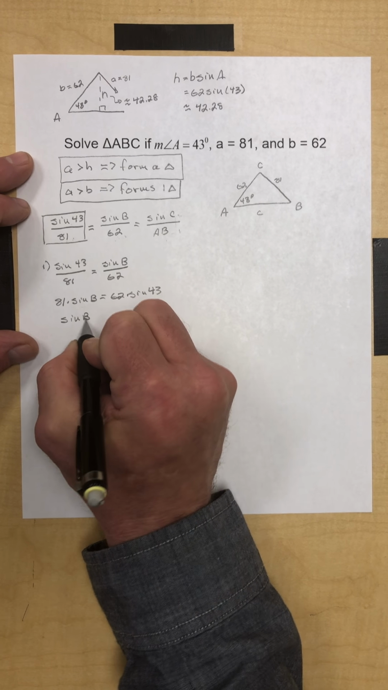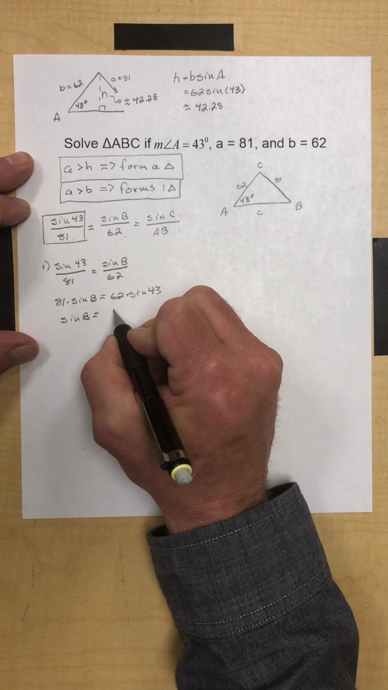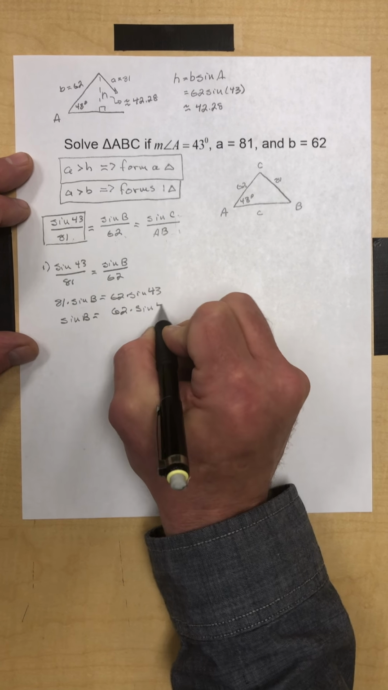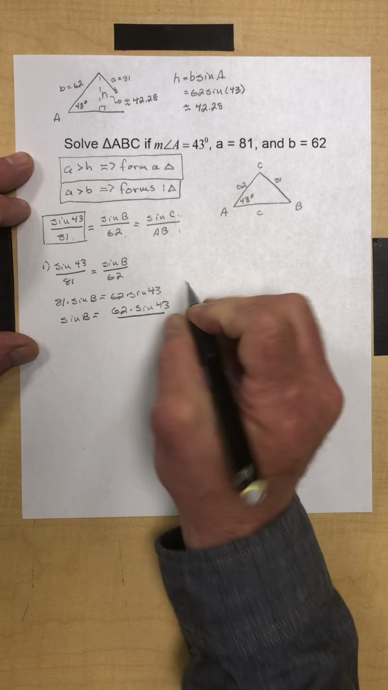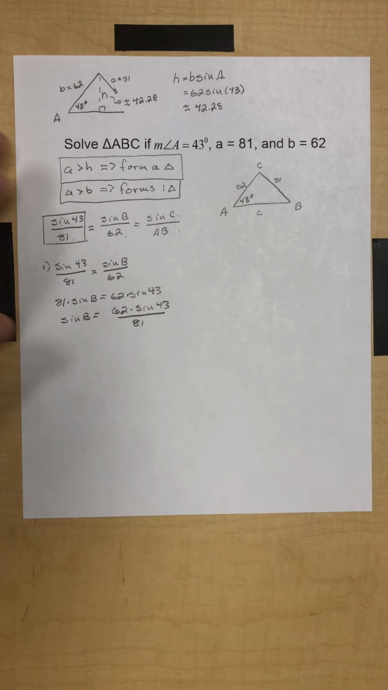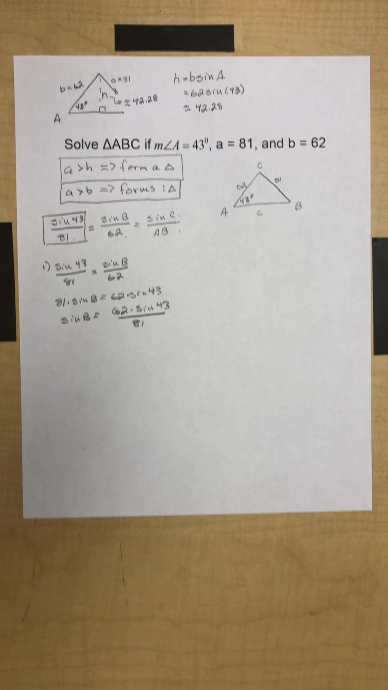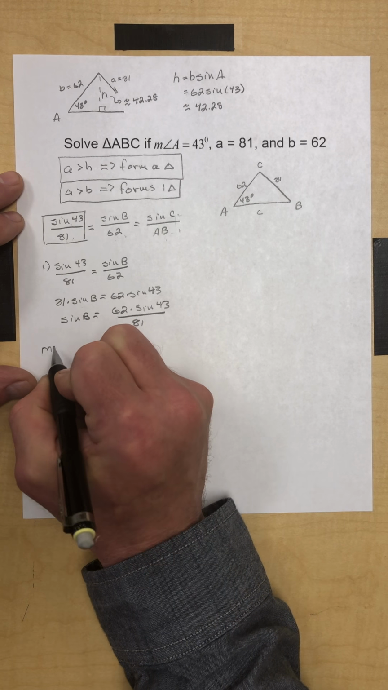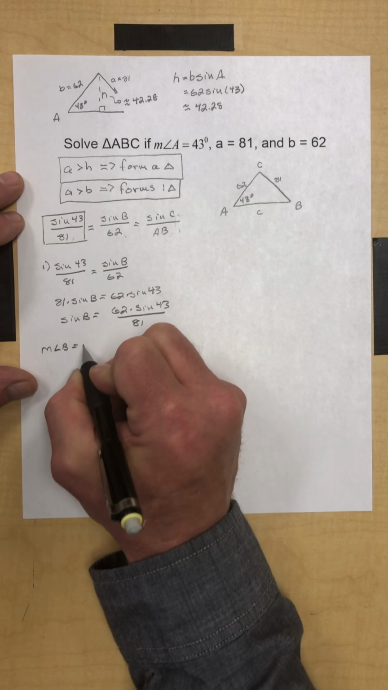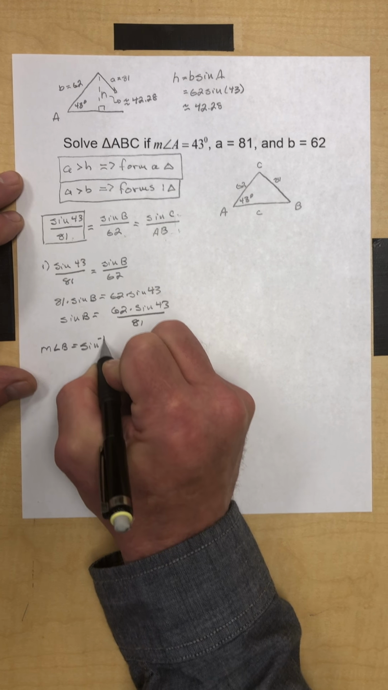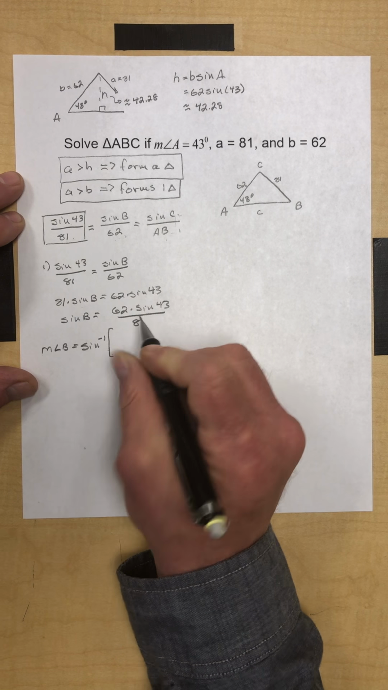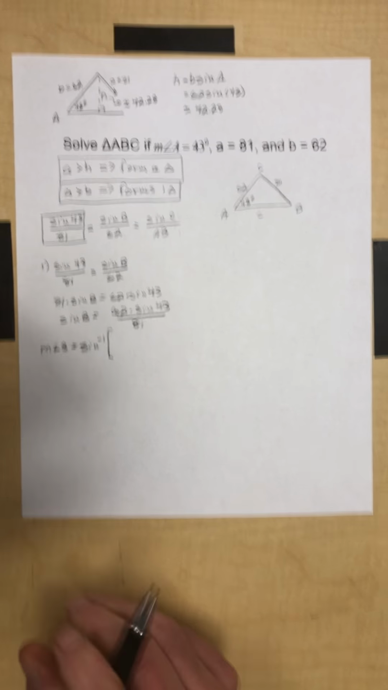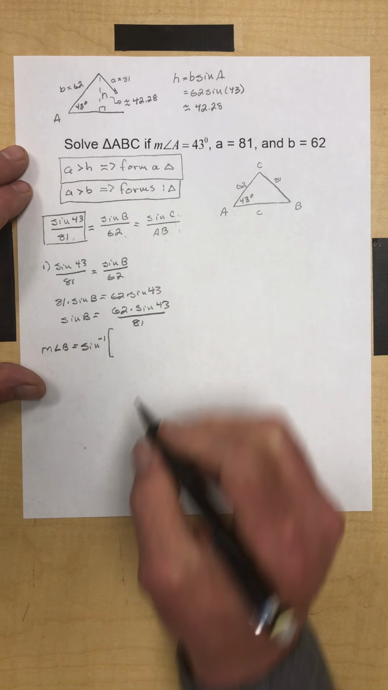So the sine of angle B, I have to divide both sides by 81. So we get 62 times the sine of 43, all divided by 81. Now I need the measure of angle B, so I have to use sine inverse here. The measure of angle B will be sine inverse of this entire thing, so I have to be careful with my grouping symbols because I'm going to punch it all in at once and just hit enter.